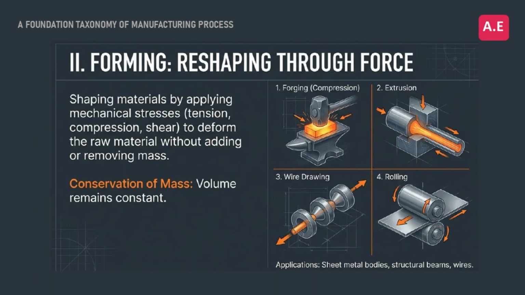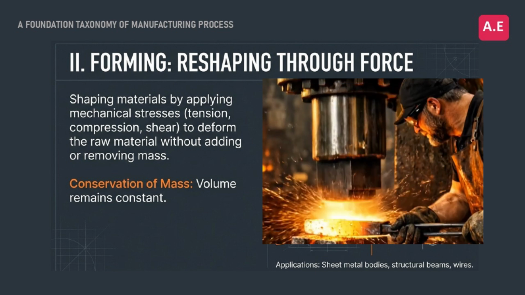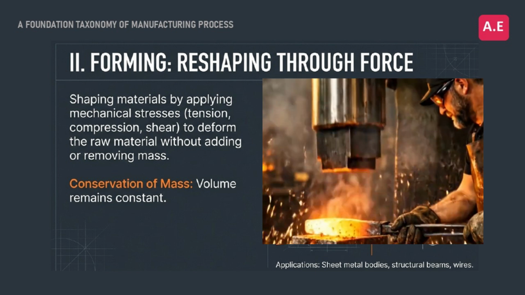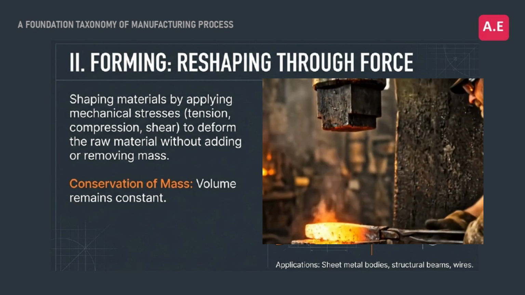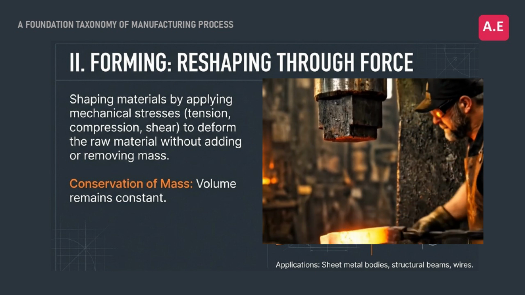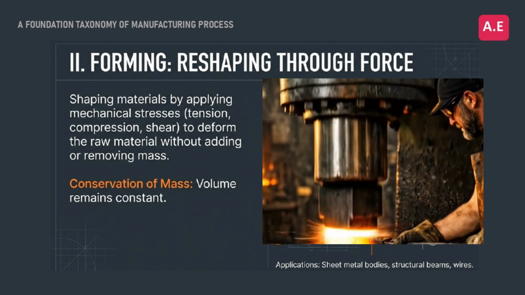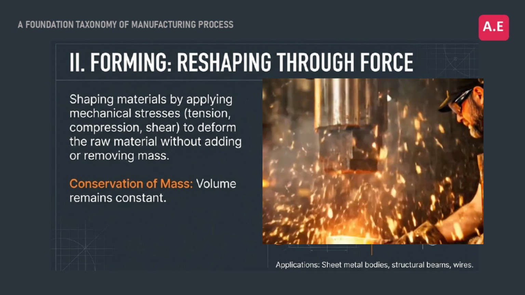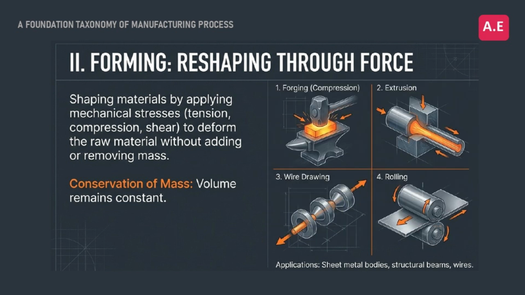Next is forming. If casting is about liquefying, forming is about applying force. Here, we take a solid piece of material and reshape it by applying mechanical stresses, like compression from a hammer or tension from a pulling force. The key principle is the conservation of mass. We're not adding or removing material, just moving it. Think of a blacksmith forging a sword, or a massive press stamping out a car door from a flat sheet of steel. This family gives us structural beams, wires, and the body panels of almost every vehicle.